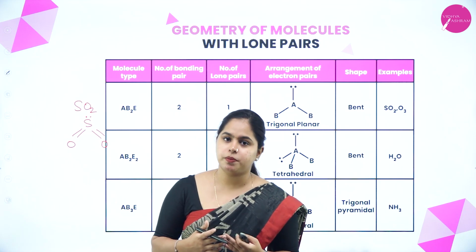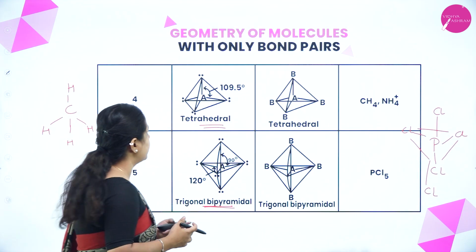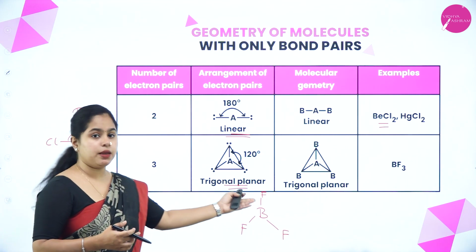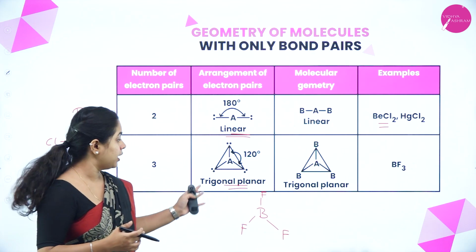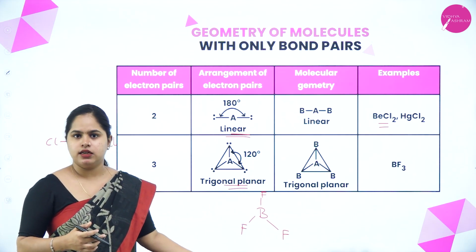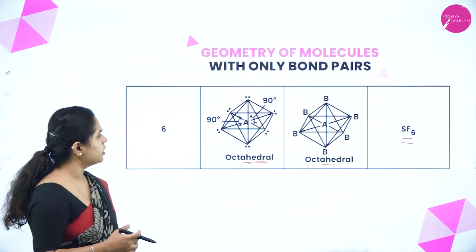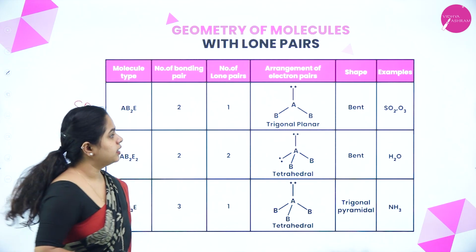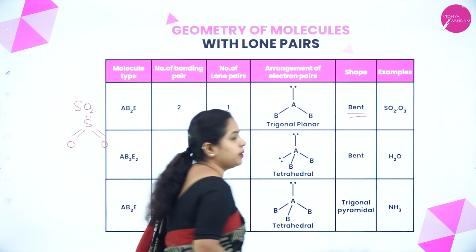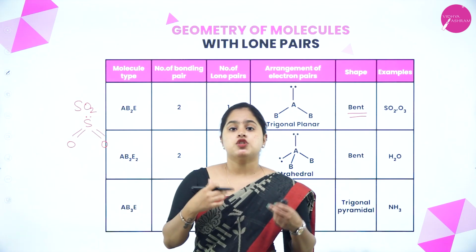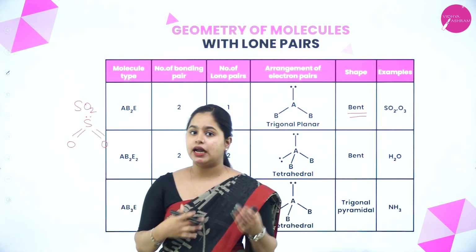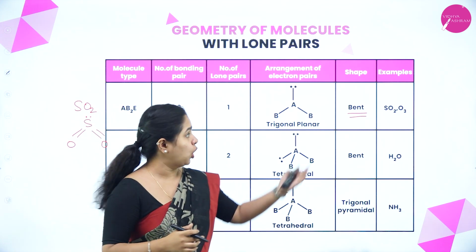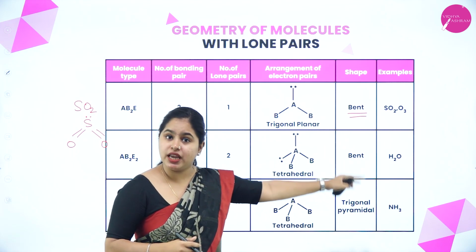So what should be the shape of the molecule? We studied that if the total number of electron pairs is 3, the geometry must be trigonal planar. The geometry is trigonal planar. But what is happening here? Even though the geometry is still trigonal planar, the shape is bent. So instead of the molecule showing trigonal planar shape, it is showing bent shape. The geometry will be the same, but the shape will be different.